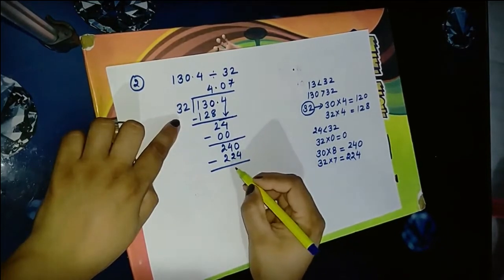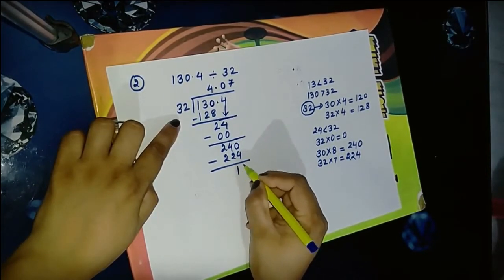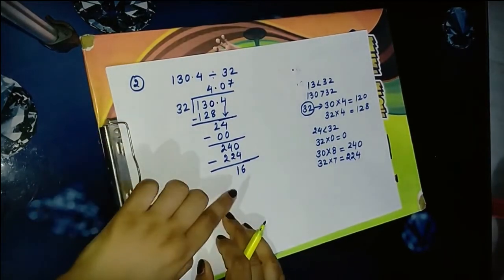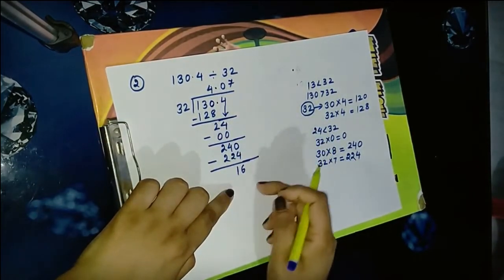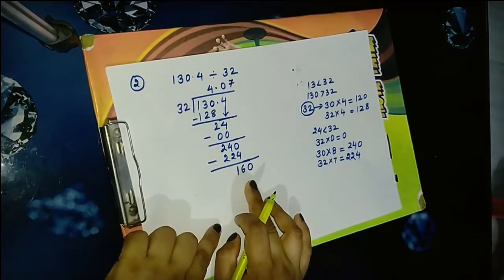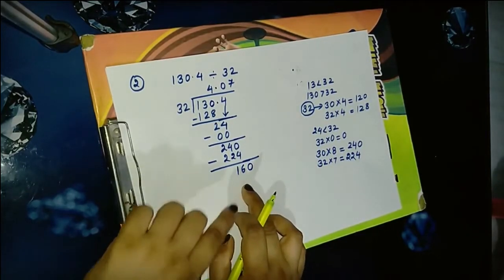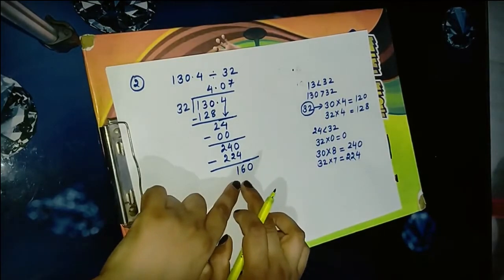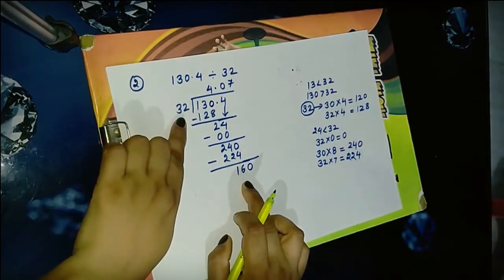240 minus 224 is 16. Now again, due to this decimal point, we are allowed to put 1 0 over here. Now the number is 160. Now we need to check that 160 comes in the table of 32.